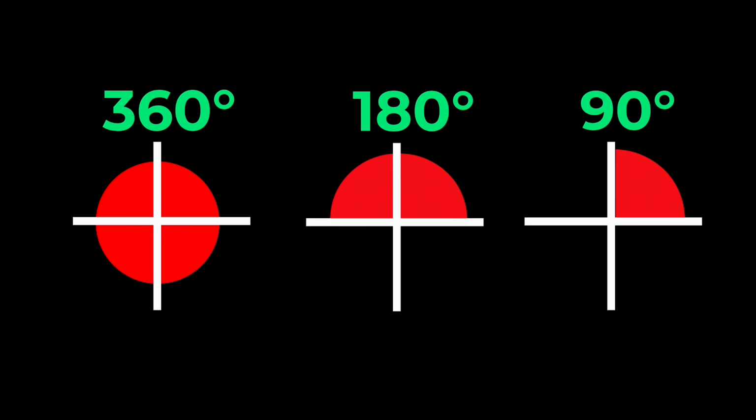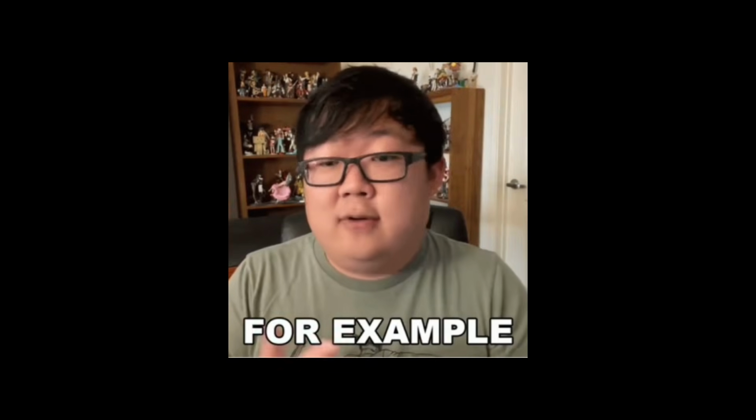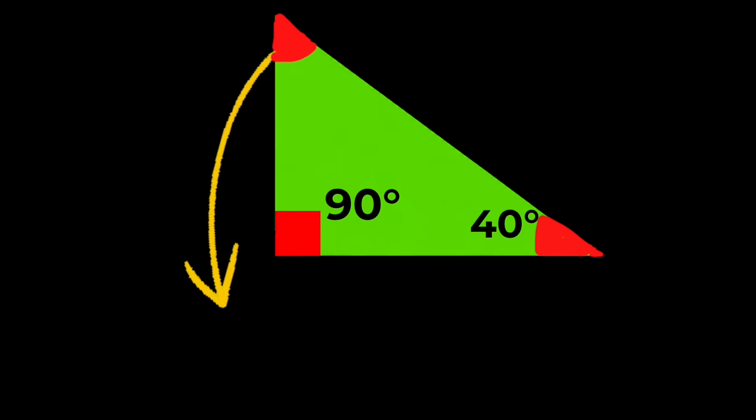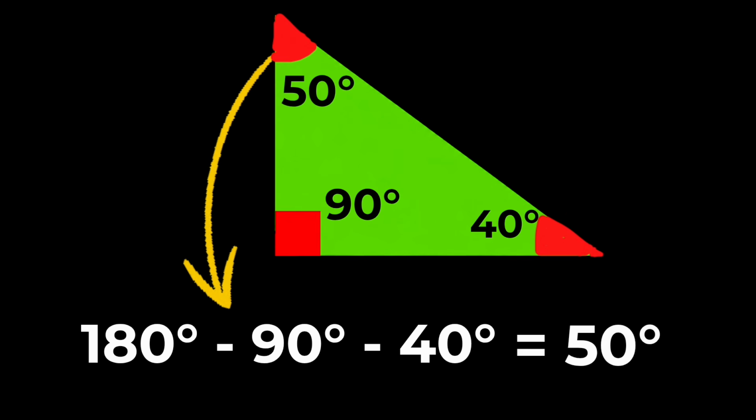A quarter equals 90 degrees. Every triangle contains angles whose total always equals 180 degrees. For example, one angle equals 90 degrees and another angle equals 40 degrees. The remaining angle equals 180 minus 90 minus 40, which equals 50 degrees.